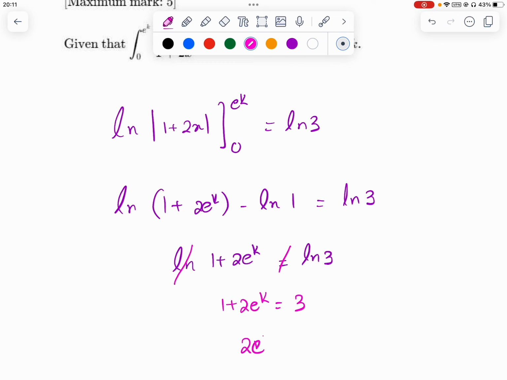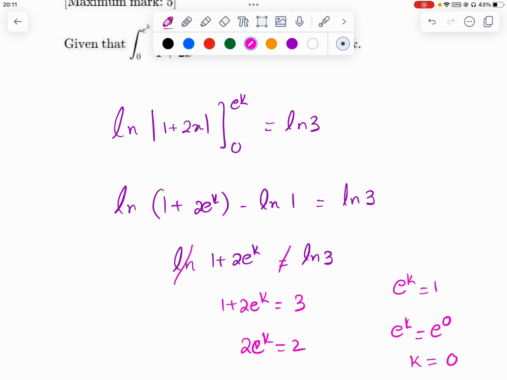2 e power k equals 2. So e power k equals 1. e power k equals e power 0. So k equals 0, because anything to the power of 0 is 1. So therefore what is the value of k? The k value is going to be 0.